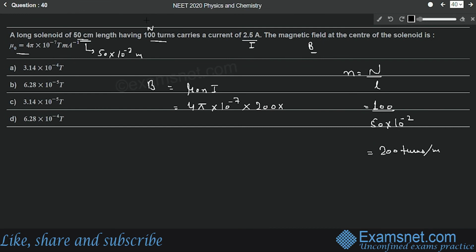Now I is the current. So current is given as 2.5 ampere. Now if we solve this, we'll get 6.28 into 10 to the power minus 4, and the unit of magnetic field will be Tesla. So which option will be correct? Option D will be the correct answer.